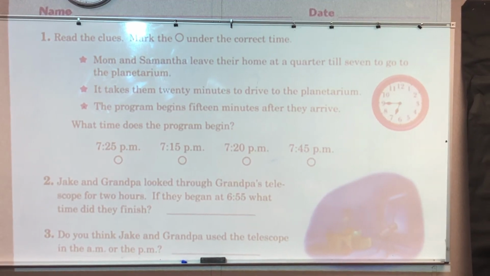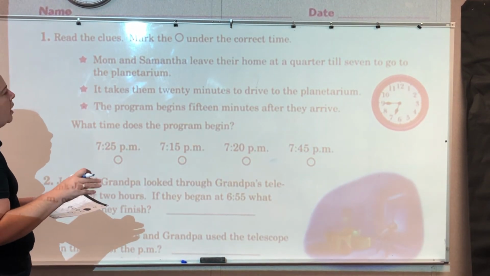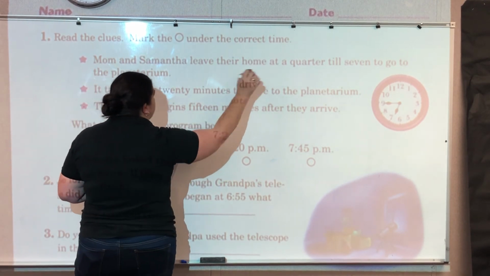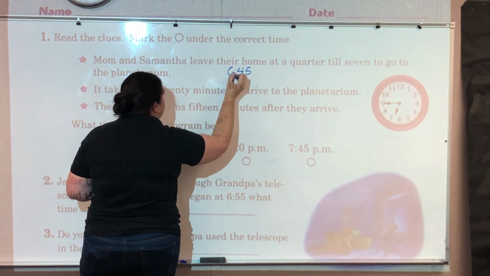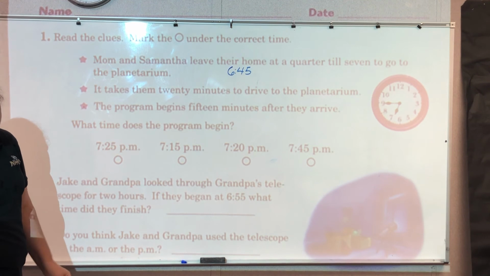Excellent. Okay, boys and girls, this is your worksheet, page 279. We're going to talk a little bit about elapsed time. So they're asking a question. Mom and Samantha leave their home at 6:45 to go to the planetarium. What time is 6:45? 6:45. Excellent. It takes them 20 minutes to drive to the planetarium.